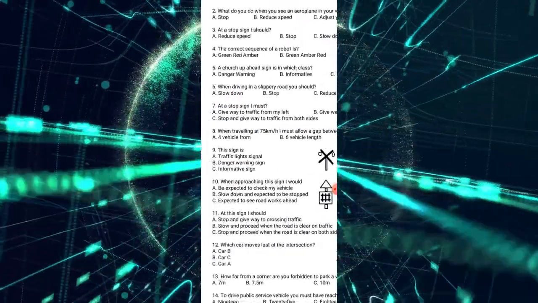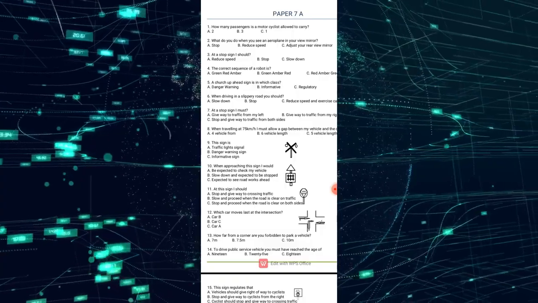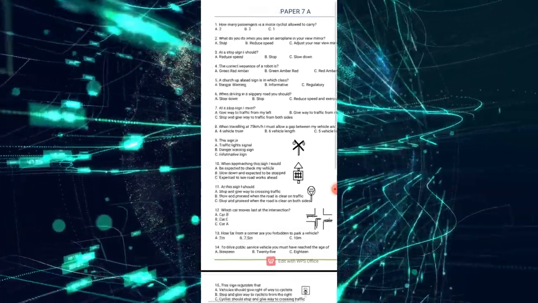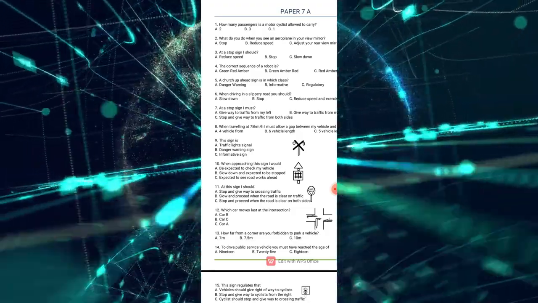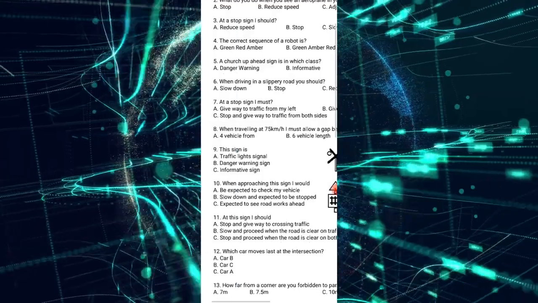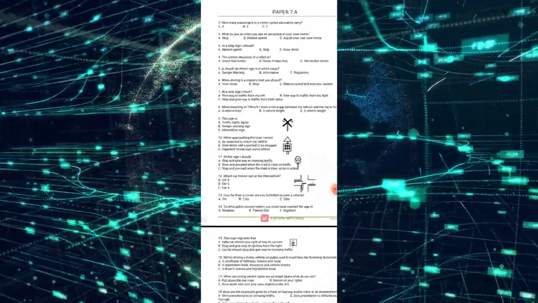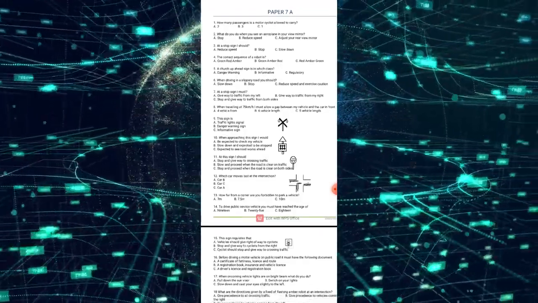Now number 7, add a stop sign, I must. Let's look at our answers. A, give way to traffic from my left. B, give way to traffic from my right. C, stop and give way to traffic from both sides. So add a stop sign, you stop. So the correct answer for number 7 is probably C. Now number 8, when traveling at 75 kilometers, I must leave a gap between my vehicle and the car in front of me.